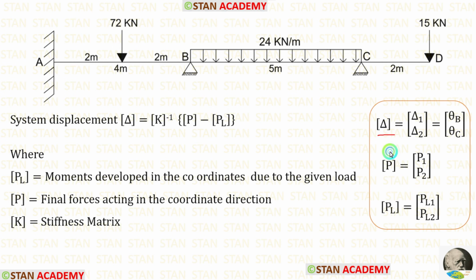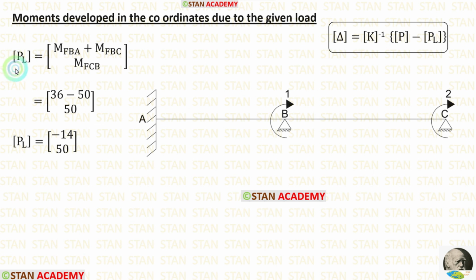Inside the delta matrix, P matrix and PL matrix, we will have two values, because in this analysis there are two coordinates. Inside the delta matrix, we will have the slope values theta B and theta C. In this formula, first let us calculate the PL matrix.